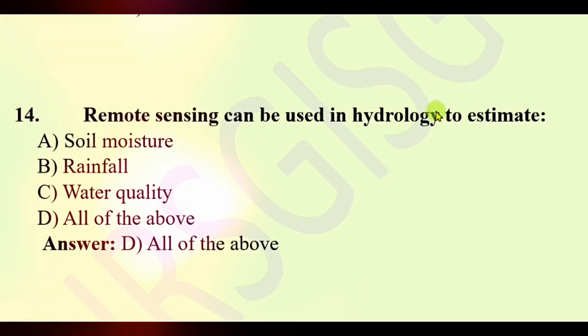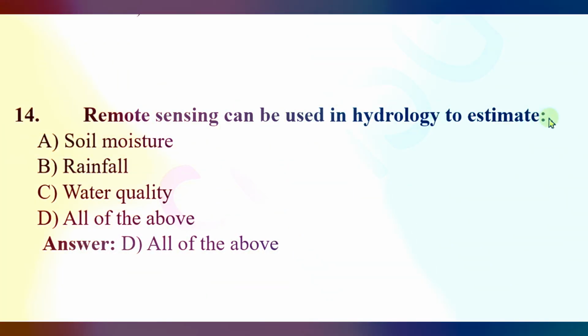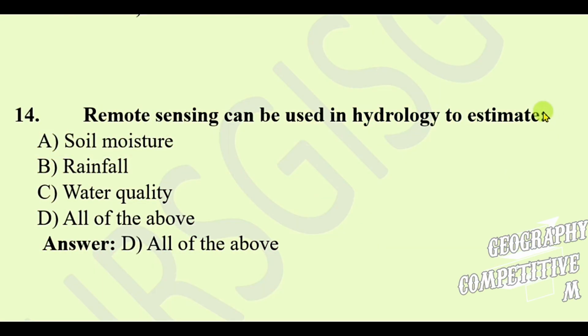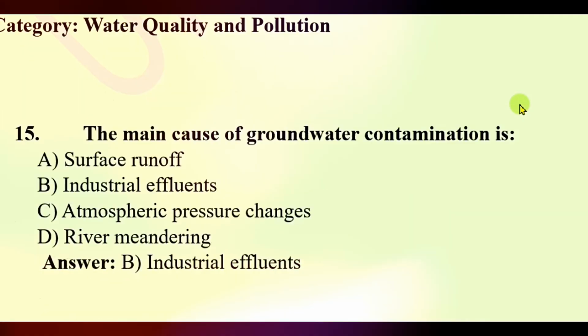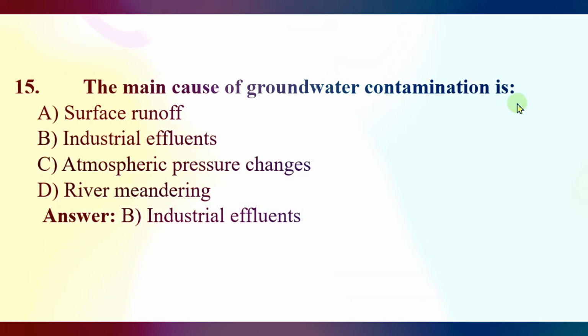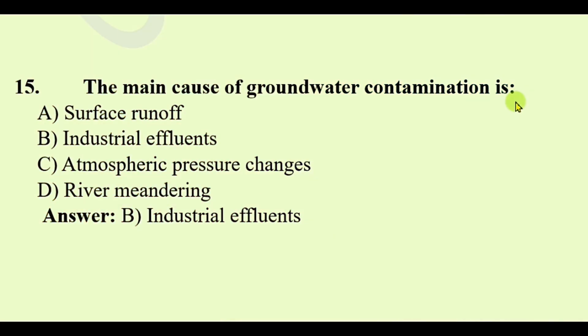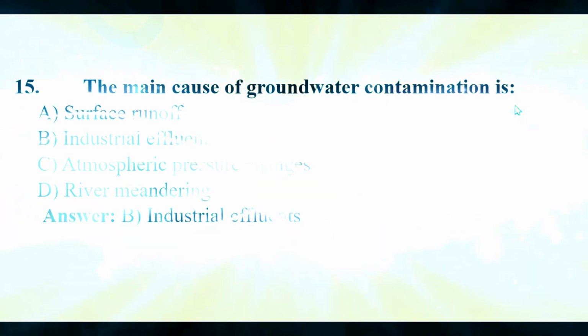Question 14. Remote sensing can be used in hydrology to estimate soil moisture, rainfall, water quality, all of the above. Here the right answer would be all of the above, meaning remote sensing can be used in hydrology for the purpose of soil moisture, rainfall, water quality, etc. Question category, water quality and pollution. Question number 15. The main cause of groundwater contamination is surface runoff, industrial effluents, atmospheric pressure changes, river meandering. Here the most suitable answer is industrial effluents.